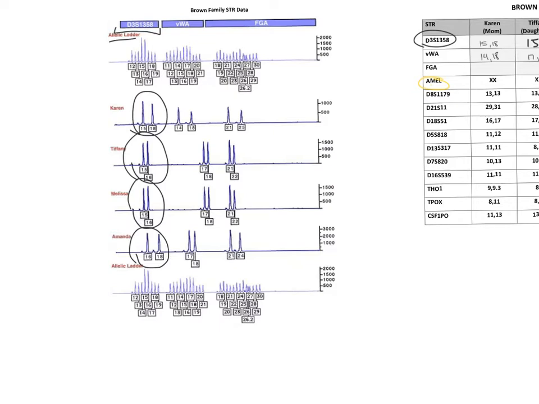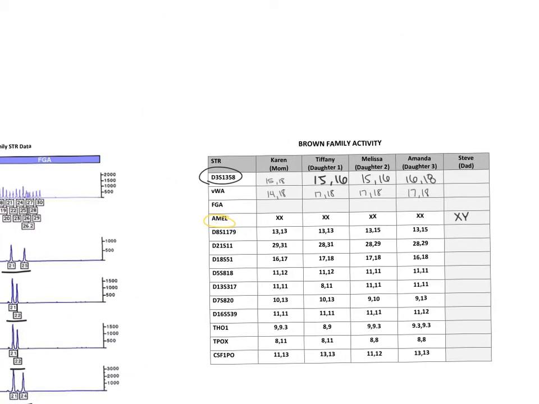All right, our next one is for the FGA. And if we look at FGA, we are looking at Karen with 21,25, Tiffany 21,22, Melissa 21,22, and Amanda 21,24. Okay, so go ahead, fill that one on in.